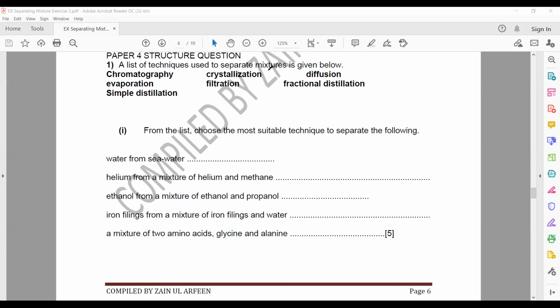The list of techniques used to separate the mixture is given below. Chromatography, crystallization. The spelling of crystallization, it can be ZA or it can be SA, both are acceptable. You don't have to bother about that. Diffusion, evaporation, filtration, fractional distillation, and simple distillation. From the list, choose the most suitable technique to separate the following. Water from seawater. Which technique is the most suitable? You can use the screen annotation and type the answer, or you can write it in. Like you wrote in, sure, simple distillation, you write as D. Is it clear to everyone?